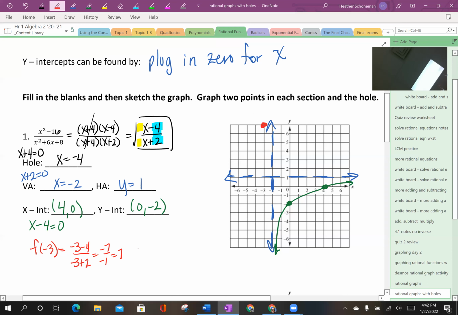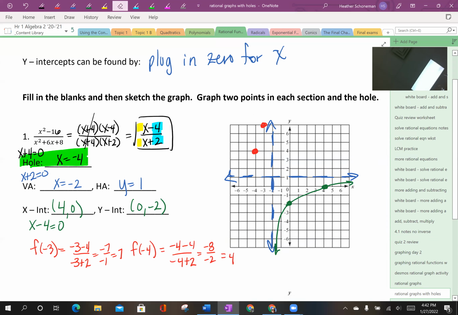And now I need to find the next one over, which is negative 4. And when I do negative 4, I have negative 4 minus 4 over negative 4 plus 2. So that gives me negative 8 over negative 2, which is 4. Now, most of you, your gut instinct then is to plot that point. But let me draw your attention to right here. We said at the beginning there was a hole where x is negative 4. So that means instead of having a solid point here, we actually are going to have an open circle here.